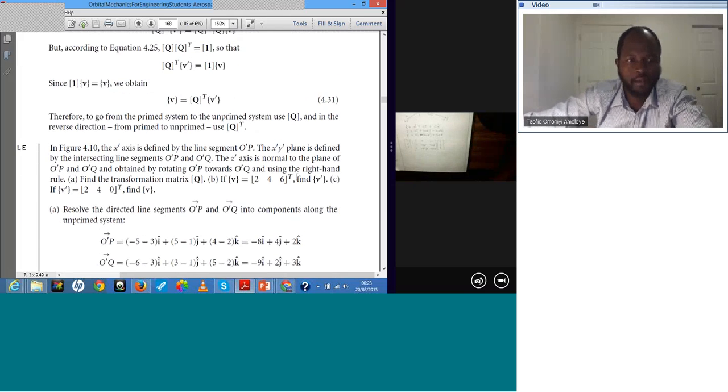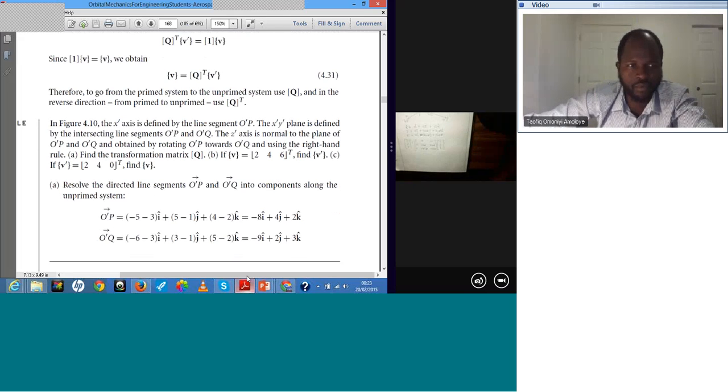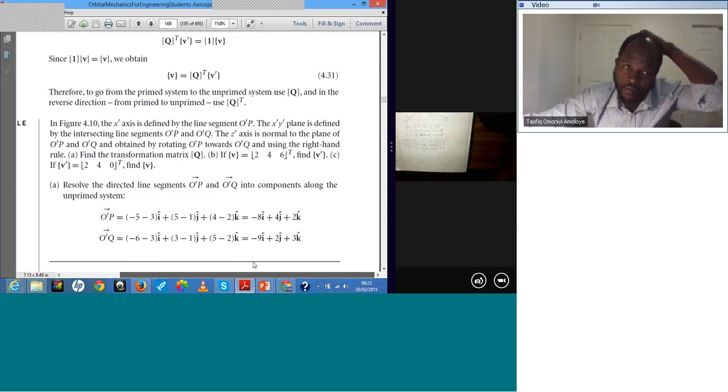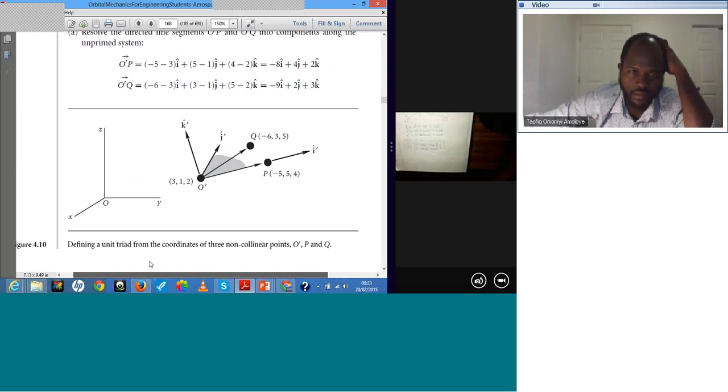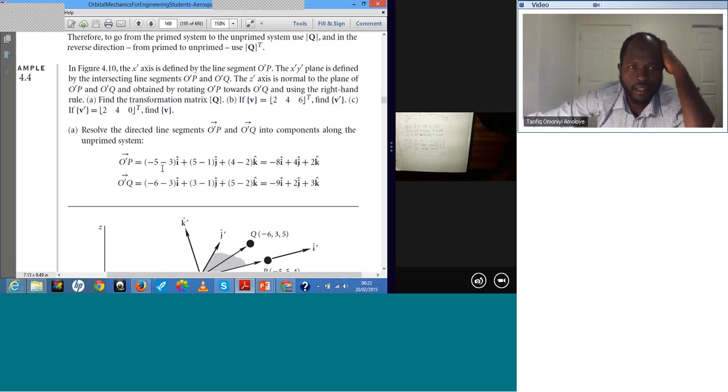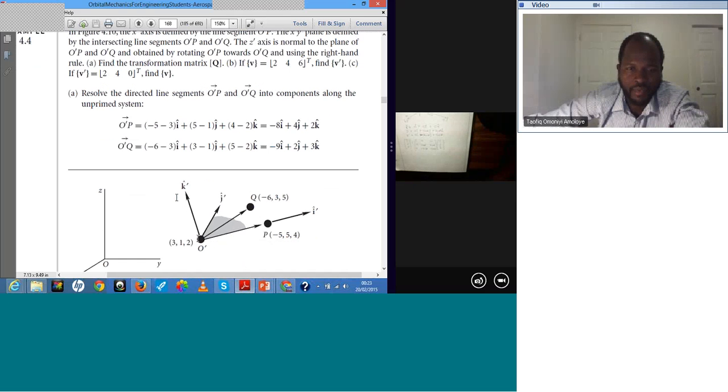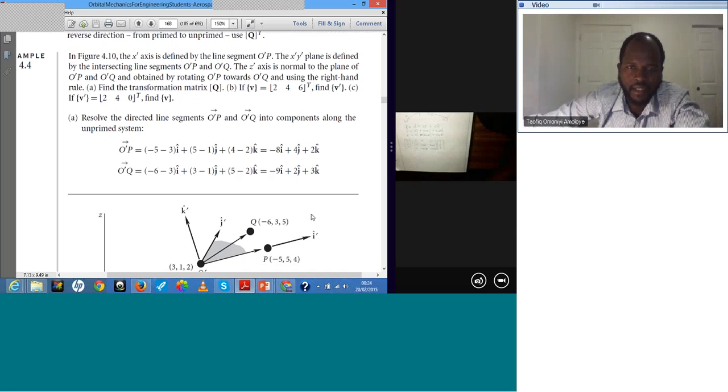So this is example 4.4. In figure 4.10, the x prime axis is defined by the line segment O prime P. So that's the x prime axis, and the x prime y prime plane is defined by the intersecting line segments O prime P and O prime Q. So that's the x prime y prime plane.